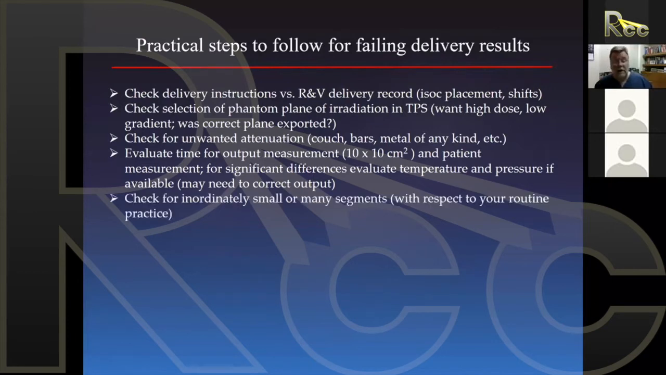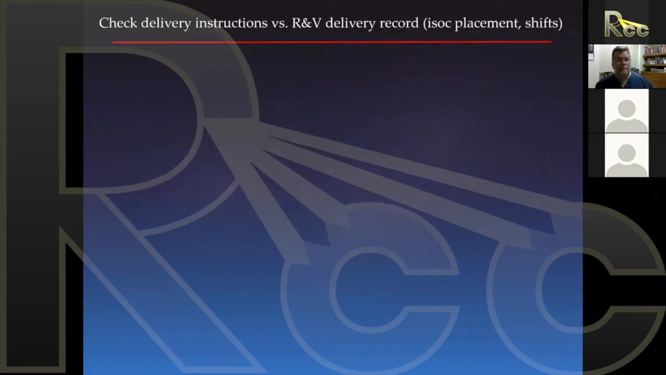And then check for inordinately small or many segments with respect to your routine practice. This means as a function of plan complexity, even though we did not show this, others have. So if you're routinely getting a modulation scaling factor of 3 and you started getting 6s and 7s, this could tell you got more of a complex plan and you should be evaluating this. Check the delivery instructions.